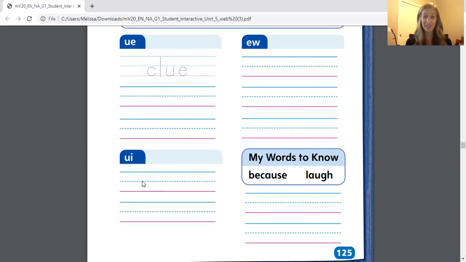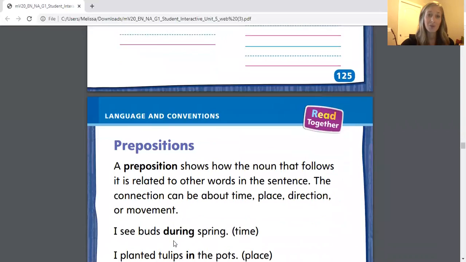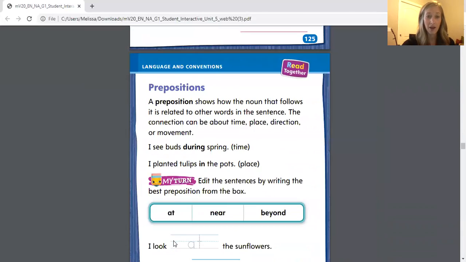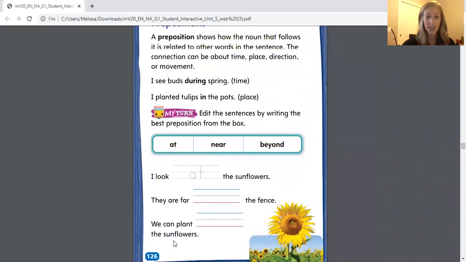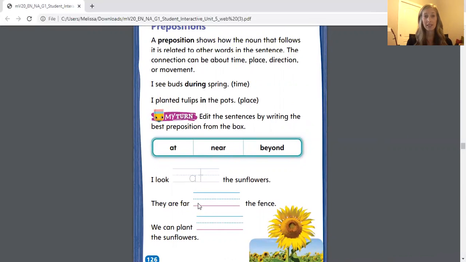Go ahead and do the rest of this page on your own. You also need to write the word because and the word laugh. Those are 2 of your words to know. When you're finished with this page, we're going to move on to page 126. On page 126, we'll be talking about prepositions. We will be looking at an example or 2 and then filling in some blanks to practice using prepositions.